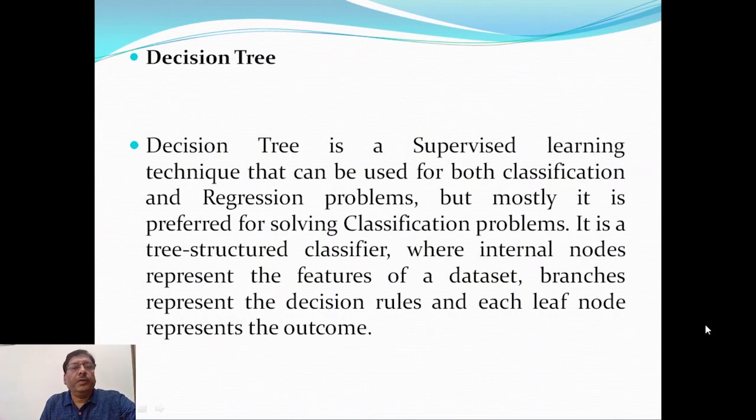Hi and hello everyone. In this video, we'll try to understand decision tree. What is decision tree? Why are we supposed to make use of a decision tree and so on. Decision tree is a supervised learning technique that can be used for solving problems related to classification and regression.